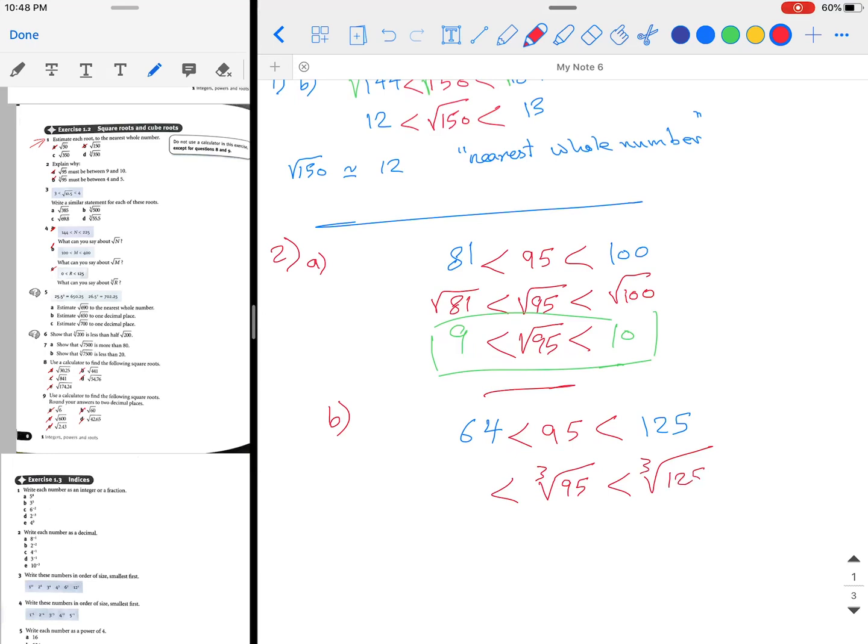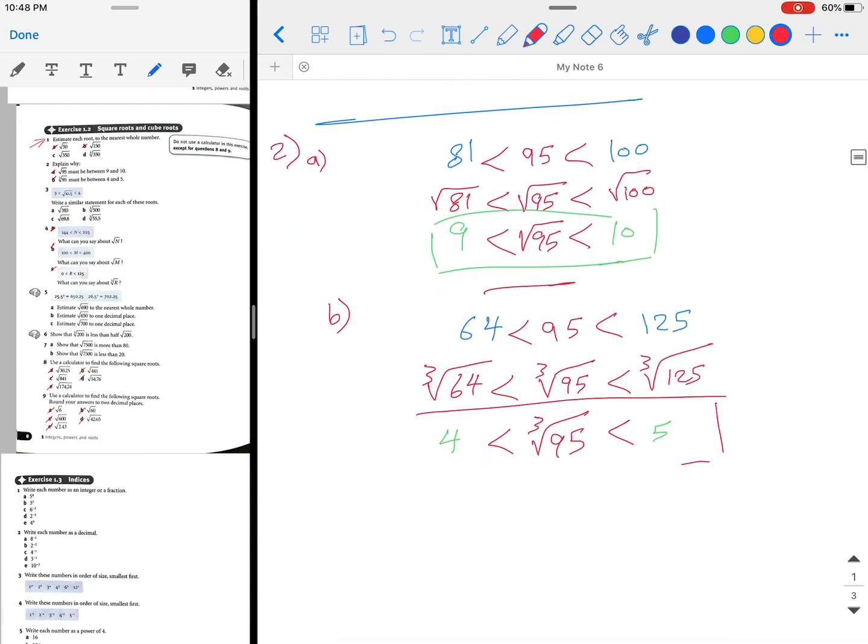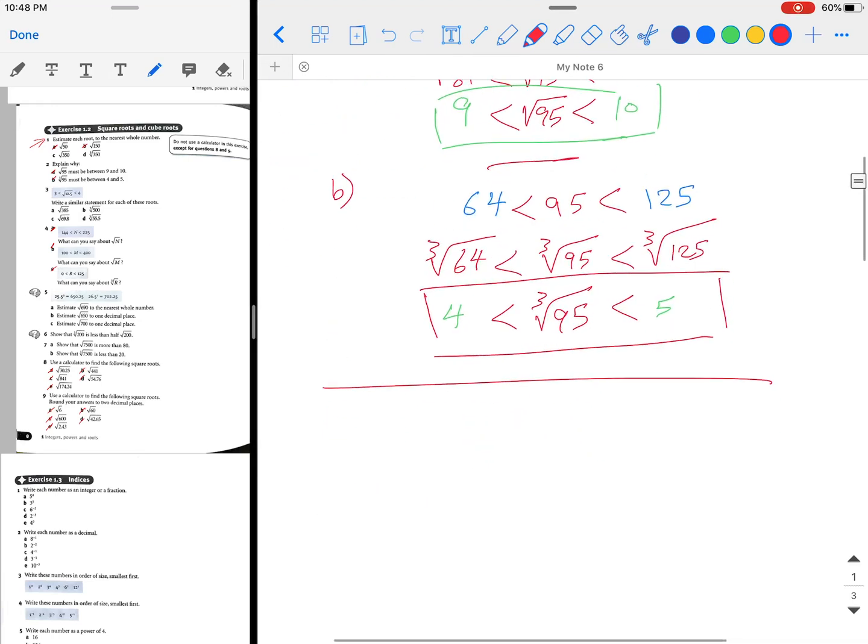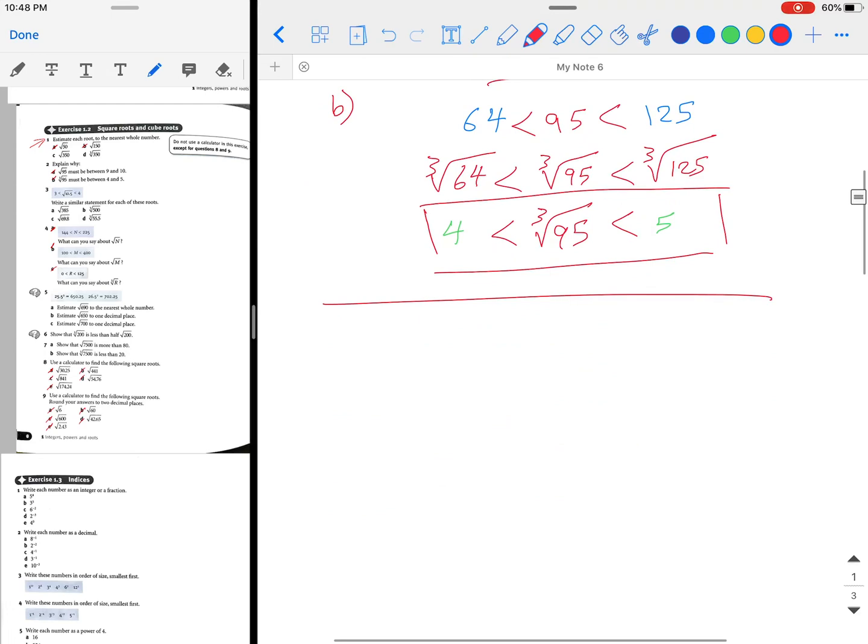So the cubic root of 125 and the cubic root of 64. Here it will be 4 and here it will be 5. So I can say that the cubic root of 95 is between 4 and 5. That's it. I think it's so easy. Okay, let's go for the next one. The next one is so simple.